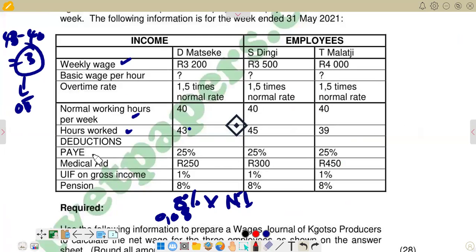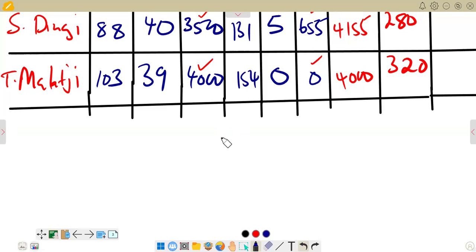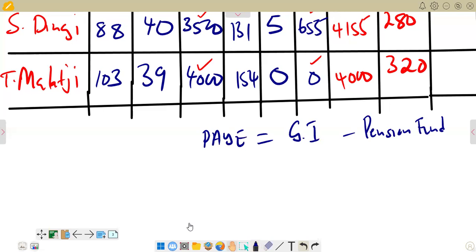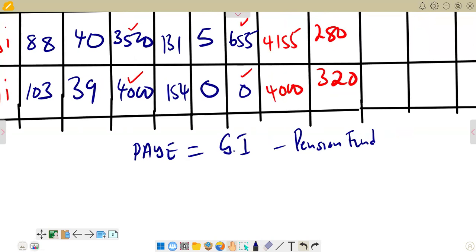So on pay as you earn, we have got 25% throughout, 25%, 25%. So we are just going to calculate it as such using our 25%. For the formula for calculating pay as you earn, we take our gross income, then we subtract the pension funds that we have. And then the answer that we get after subtracting, we multiply by the percentage that we are given. Remember, they are saying 25%, which when converted to a decimal becomes 0.25. So this is how we are going to calculate it.